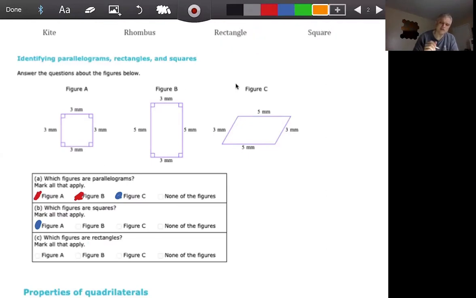Rectangles. A rectangle must have 4 right angles. Right? Must have 4 right angles. It's a parallelogram where all the angles are congruent. So, is that a rectangle? Sure is. Okay? It's got 4 right angles. So it is a rectangle. How about figure B? Yup, it is. It's a rectangle. There's no right angles here, so it's only A and B. Okay, so remember, a square is a special rectangle. So anytime you say something's a square, it's always going to be a rectangle. Right?